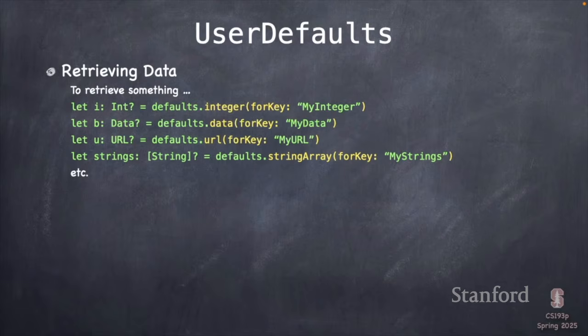And getting the data out, there are special functions for each type: integer for key, data for key, URL for key, string array for key that will give you back the data. And they're all optional, and they'll return nil if there's nothing in the database, or if the thing in the database is the wrong type. It's not an integer, it's a string or something.